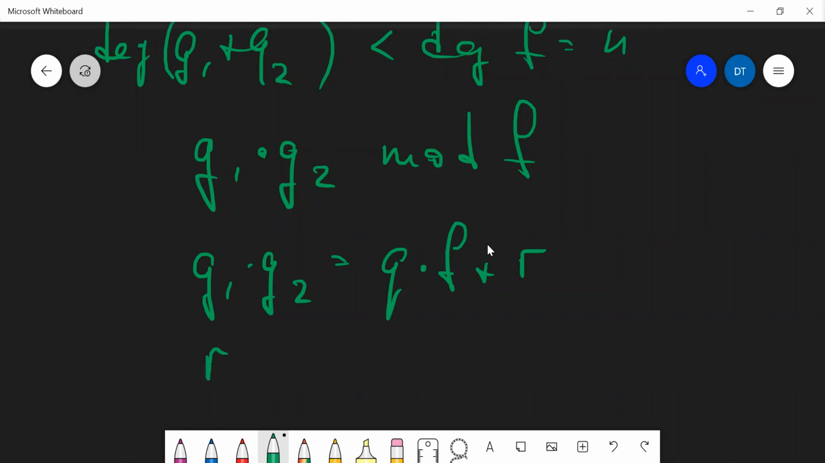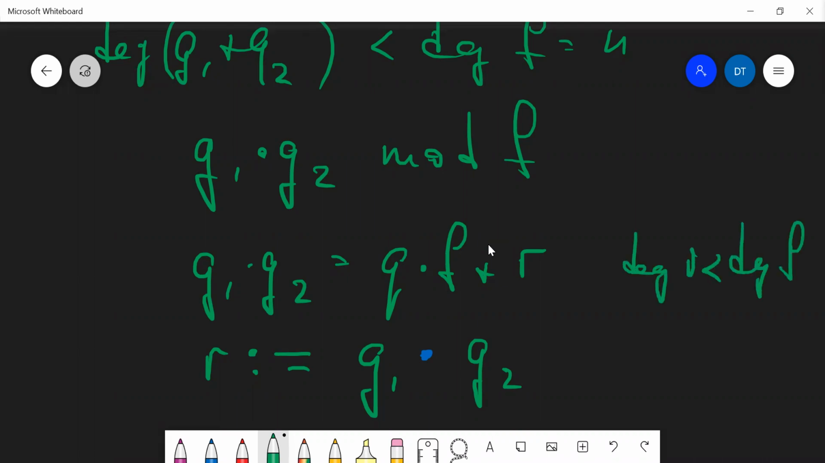Then you say, just by definition, that R is the product of G1 and G2 in this ring. So this is how to define the operation. You take two remainders, you multiply them, then you take the remainder with respect to f, and this is your result. And just by definition, this procedure is well defined because R has the degree strictly smaller than the degree of f. So this is your multiplication.